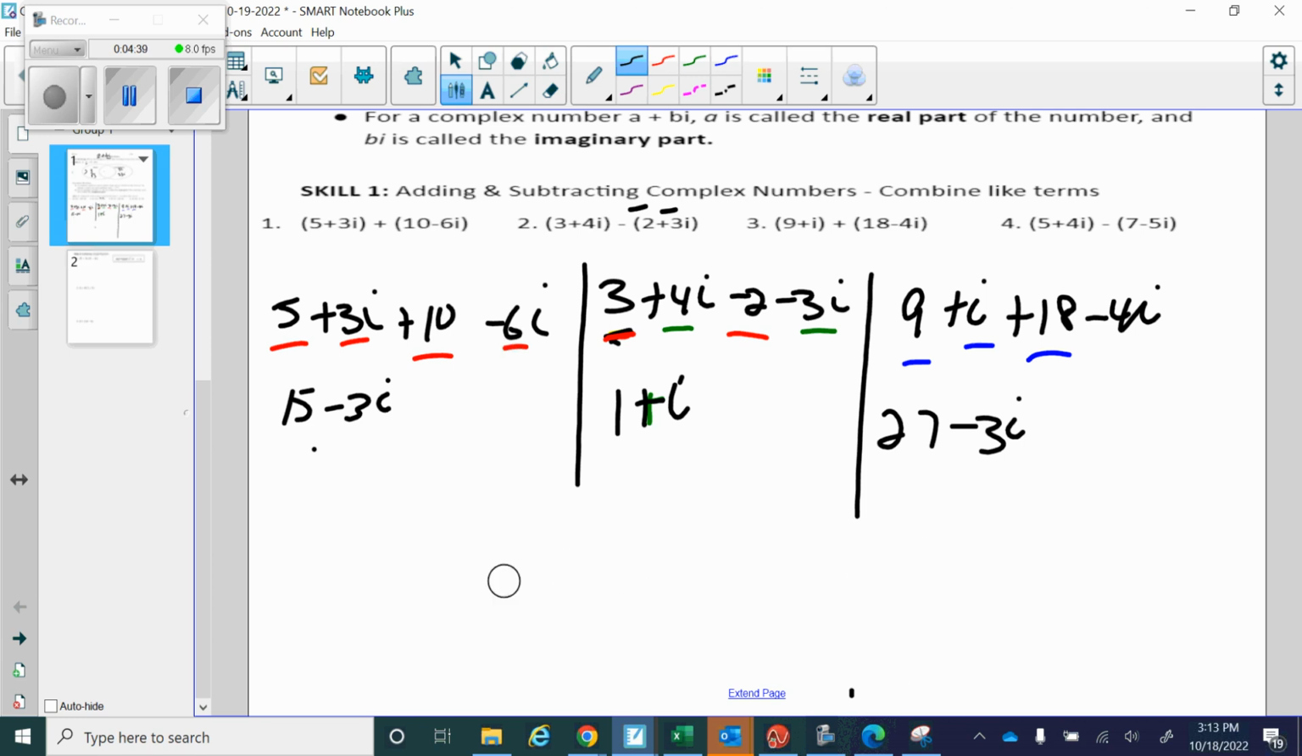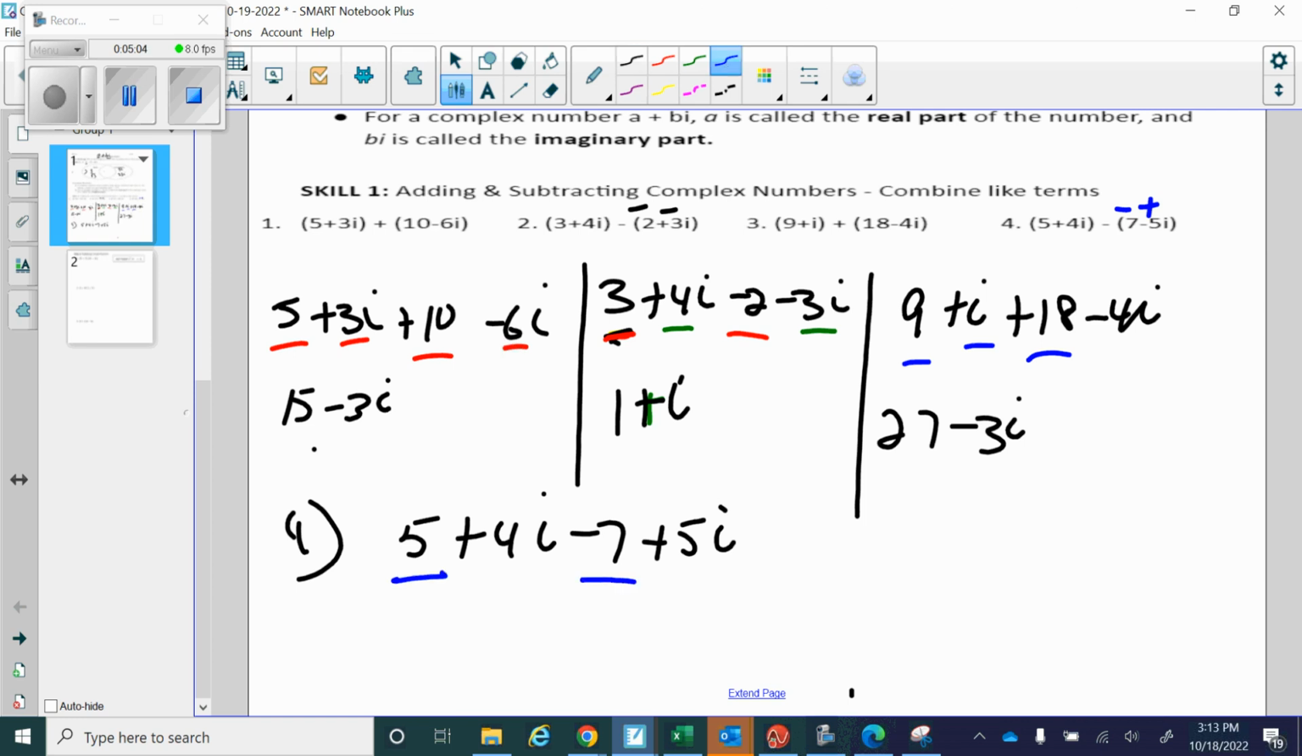The last one, number 4, that's with parentheses. So for number 4, I'm going to have 5 plus 4i. Now when I remove the parentheses, I'm going to get a -7 and a plus 5i. Okay. That gives me -7 plus 5i. Combine like terms. My like terms are 5 and -7. That gives me -2. And then we have a positive 4i and a positive 5i. That gives me +9i.